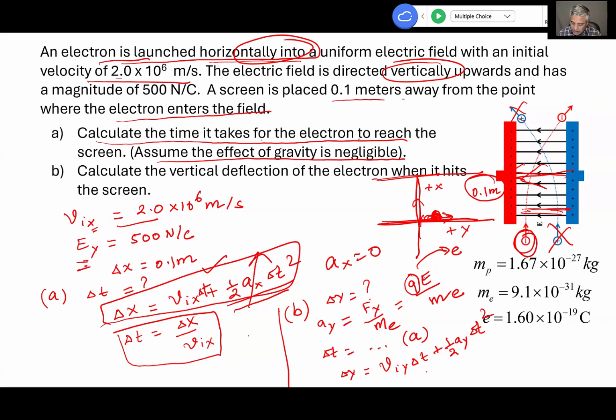So now you know everything here. This Viy is going to be 0 because it was thrown in the x direction. So that means Viy is 0. We know everything, which means you should be able to calculate that, okay? So it is just using the kinematic equations in the x and y directions. That's all it is. The only new thing is now you are getting acceleration using the field. That's it, charge and field.